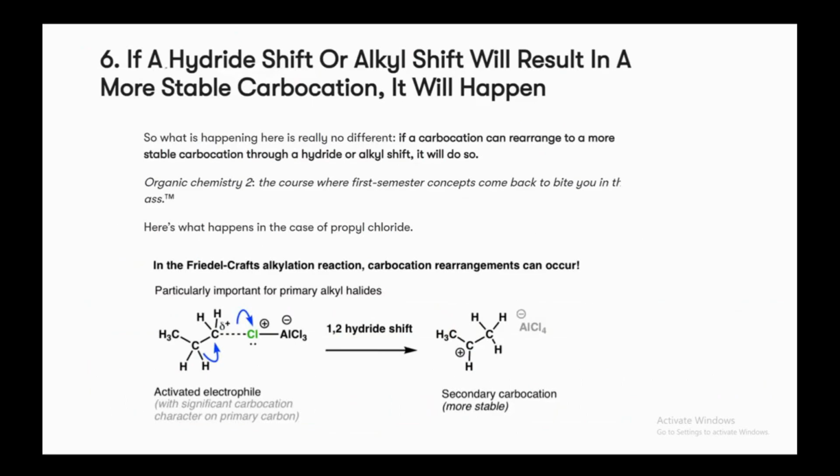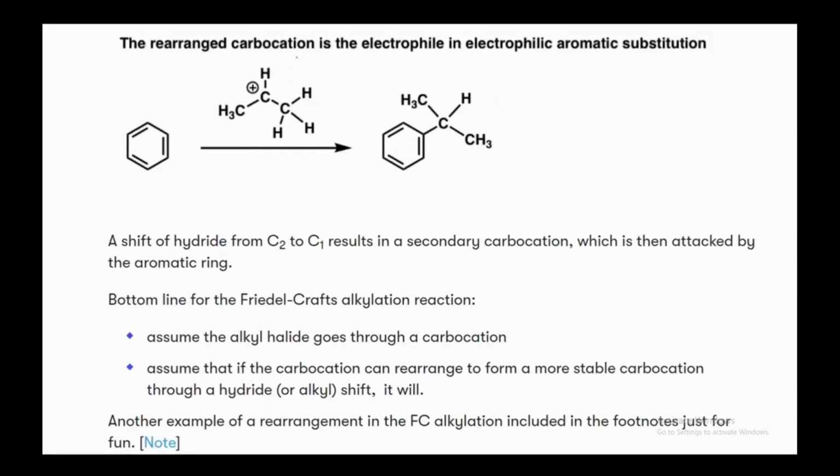Now if a hydride shift or alkyl shift will result in a more stable carbocation, it will happen. So what is happening here is really no different. If a carbocation can rearrange to a more stable carbocation through a hydride or alkyl shift, it will do so. In the Friedel-Crafts alkylation reaction, carbocation rearrangements can occur. For example, this carbocation is stabilized through a 1,2 hydride shift to give the secondary carbocation, and the rearranged carbocation is the electrophile in electrophilic aromatic substitution. Now you can see this is isopropyl benzene instead of propyl benzene.